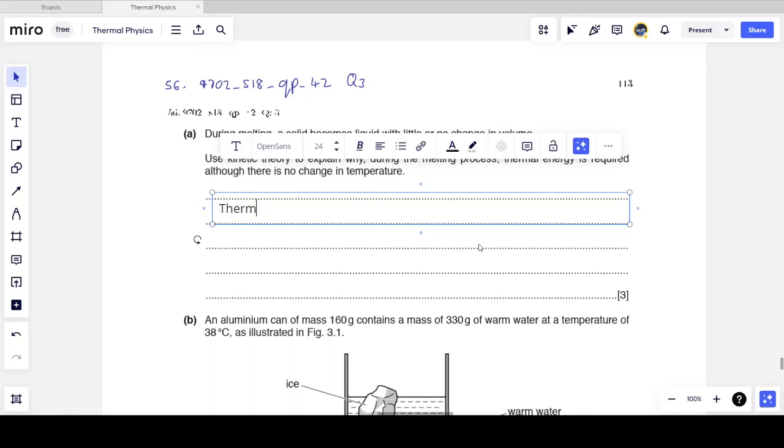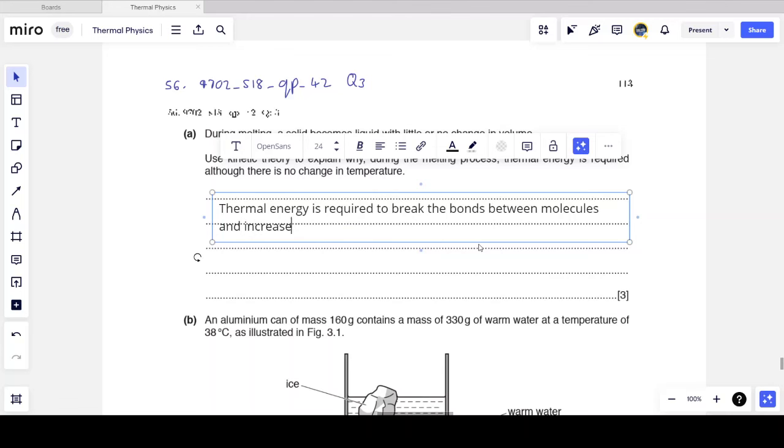So we mentioned this before, but we now need to mention it formally as well. Thermal energy is required not to change the temperature, but to break the bonds, specifically the bonds between molecules. And what does this do when the bonds are broken between molecules? We don't really change their kinetic energy much, but we increase their potential energy. So thermal energy is required firstly to break the bonds between molecules and increase the potential energy of those molecules.